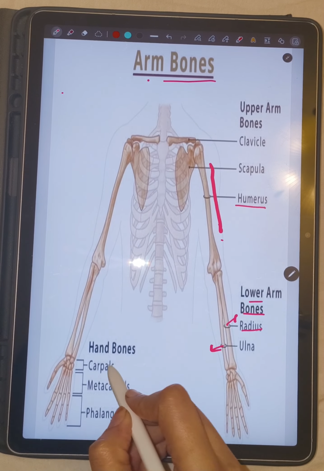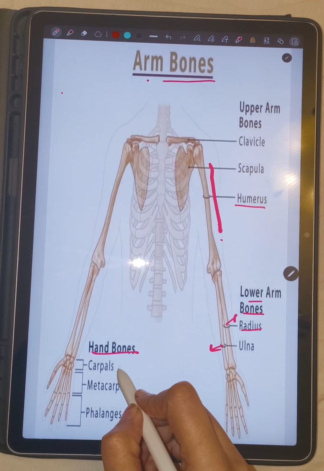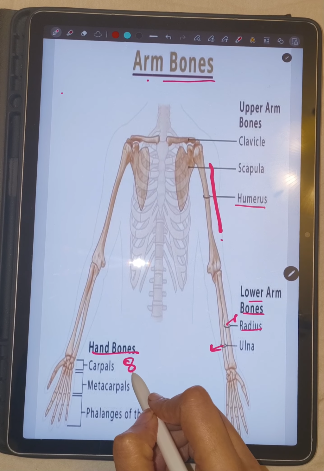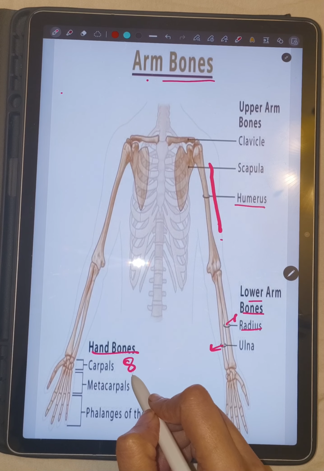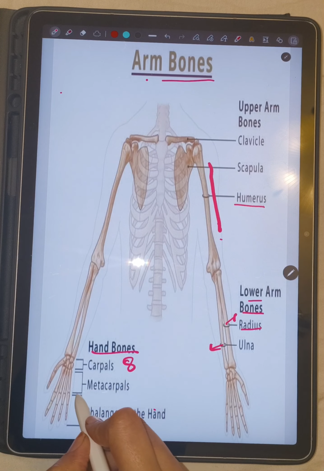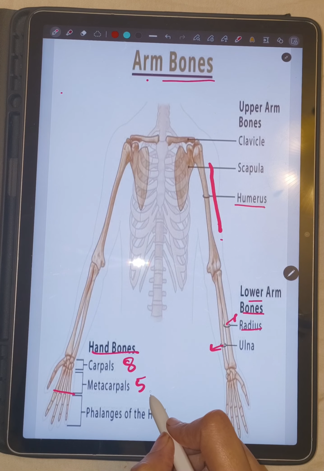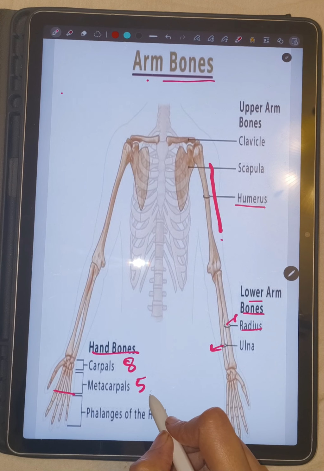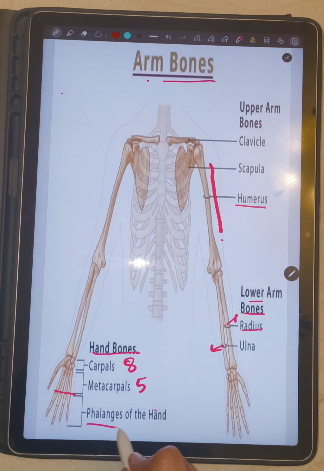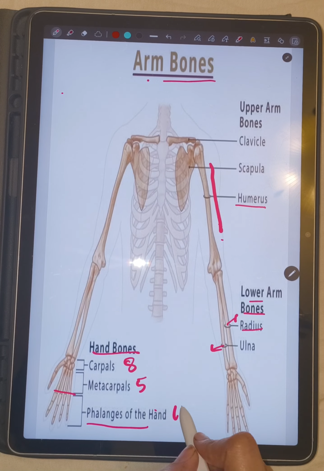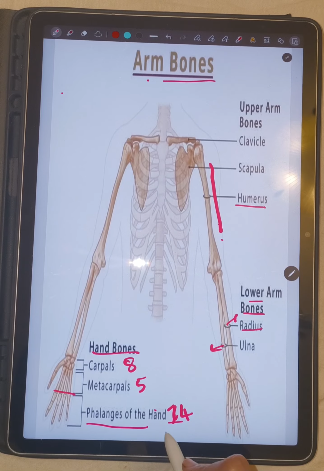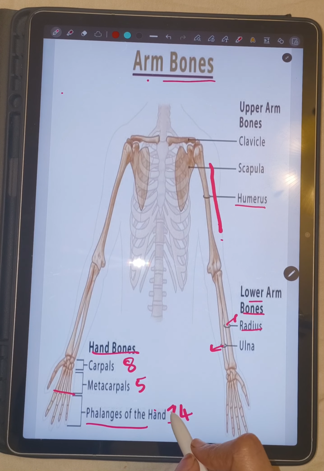Next are the hand bones, the carpals: 8 carpal bones, the wrist bones. They allow wrist movement and flexibility and provide attachment for muscles of the hand. Next is the metacarpals. 5 metacarpals form the palm bones. They form the framework of the palm, provide attachment for the muscles of the hand, and support movement of the fingers. Next are the phalanges of the hand. There are 14 phalanges, the finger bones, for finger movement, essential for gripping, writing, and manipulating objects.